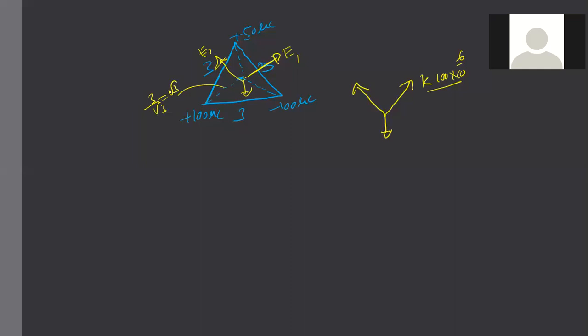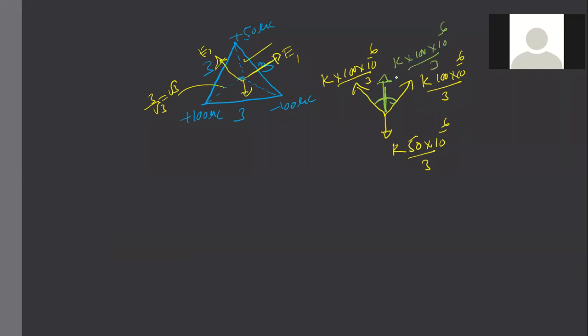A by root 3, I told you already. So root 3 whole square is 3. This one is how much? K into 100 into 10 to the power minus 6 by 3 again. This is how much? K into 50 into 10 to the power minus 6 by this distance, which is also root 3. So root 3 square. So the sum of these two will be in this direction and equal to that. It will be the same value because the angle is 120. So K into 100 into 10 to the power minus 6 by 3.